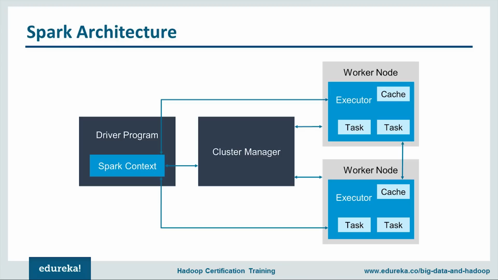Now, the executors will execute the various tasks that are assigned to them by the driver program, and at any point in time when the Spark application is running, the driver program will keep on monitoring the set of executors that are running the Spark application code. The driver program also schedules future tasks based on data placement by tracking the location of the cached data. So I hope you have understood the architecture of Spark.